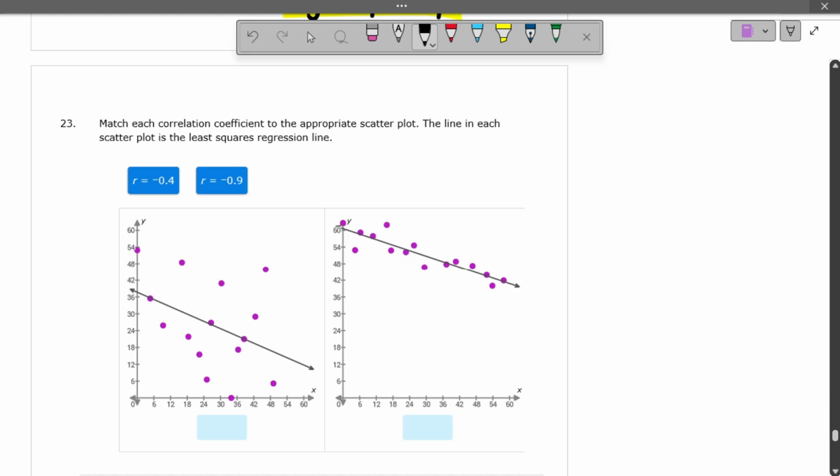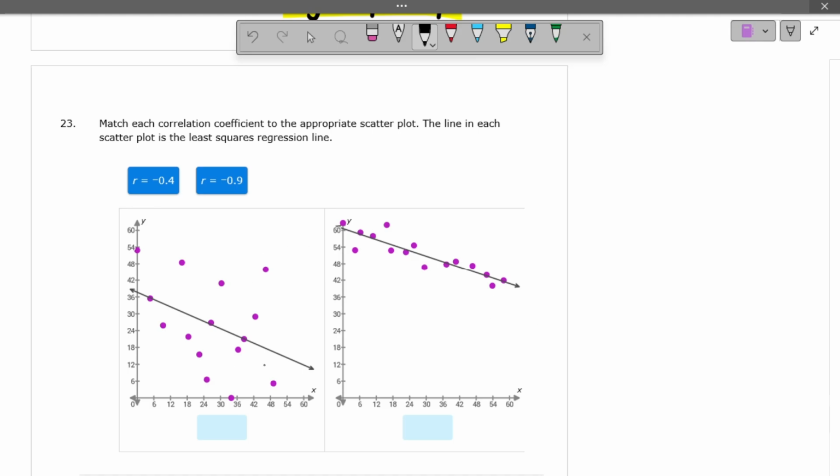Match each correlation coefficient to the appropriate scatter plot. The line in each scatter plot is the least squares regression line. So we have two options: R equals negative 0.4 and R equals negative 0.9. Both of these are negative, and when the correlation coefficient, which is our letter R here, is negative, that means our graph is trending downwards. So we see that both of them are like that.